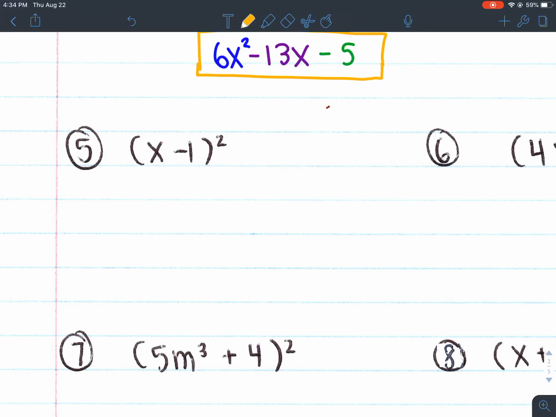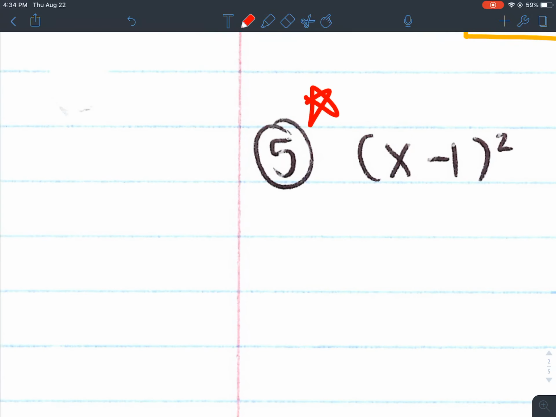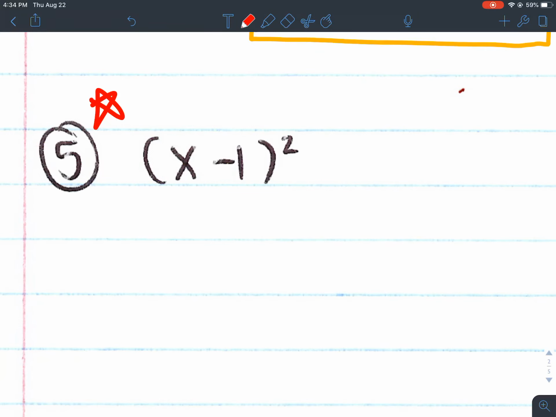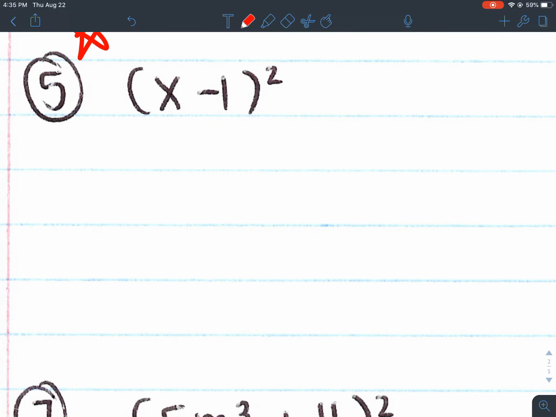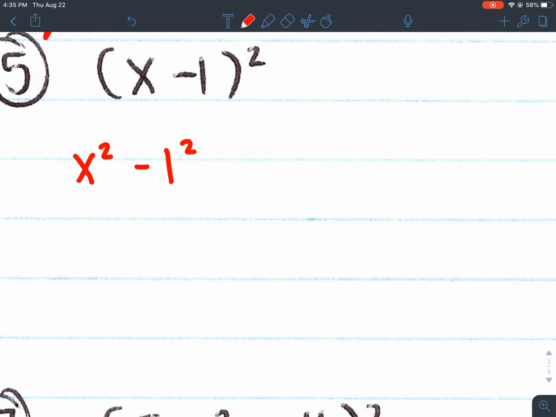All right, number 5. So this one's a little bit different. This one's special, and we're going to talk about that. The first instinct that people have is they're like, oh, well, this is x squared minus 1 squared, because I just want to put the 2 and distribute the exponent. However, that's incorrect, and I'll explain why. You don't have to write this, but I would like you to watch to know why this is incorrect. People think it's x squared minus 1 squared, and let's test that theory out.